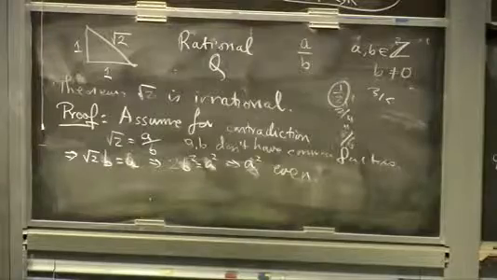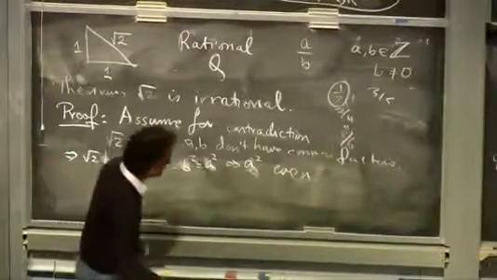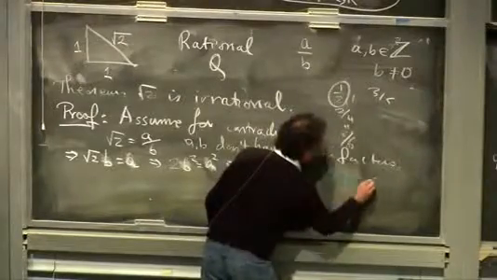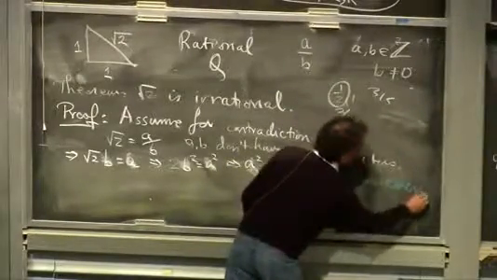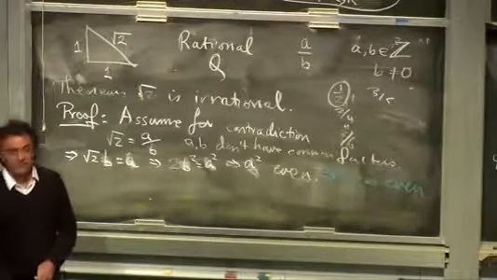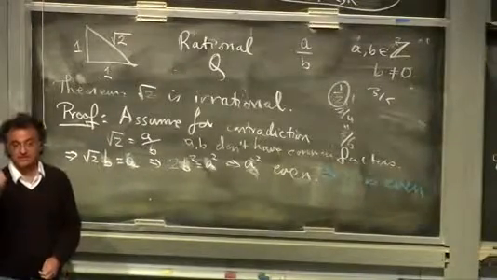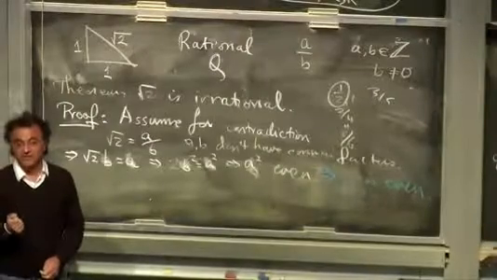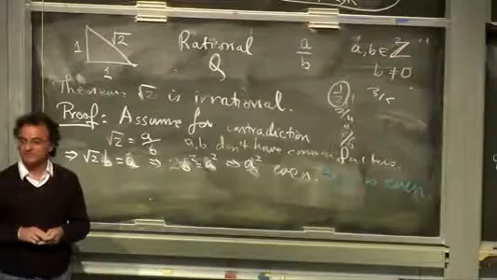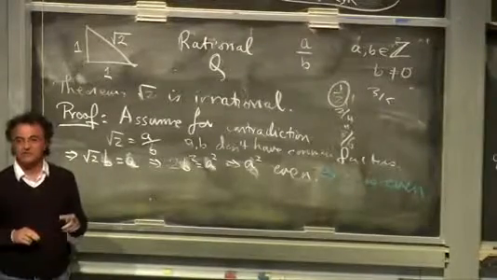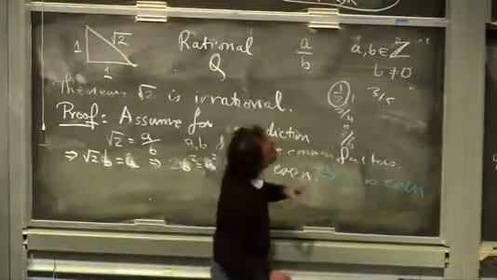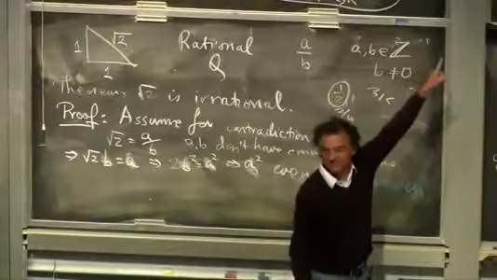Okay. I claim that this implies also that a is even. If a squared is even, a has got to be even. a is a natural number. The only way a squared can be even is if a is even. How would you show this? Yeah, good. So I claim that we already showed it up there.